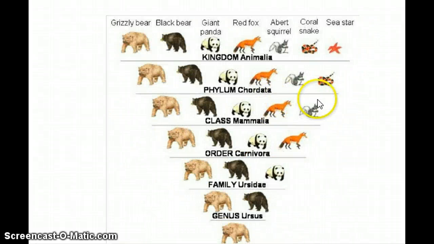So as we classify organisms, we start with a broad categorization. The animal kingdom. Now kingdom is not currently known as the largest category. As we're going to see, domain is the largest category of organisms. But for the longest time it was kingdom. So if we start with kingdom Animalia, here's some animals that belong in the animal kingdom. Sea stars all the way up to grizzly bears.